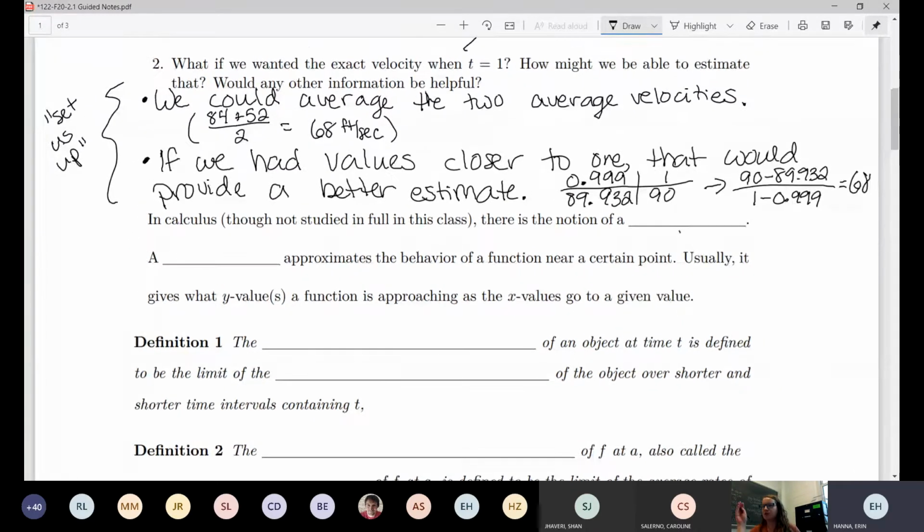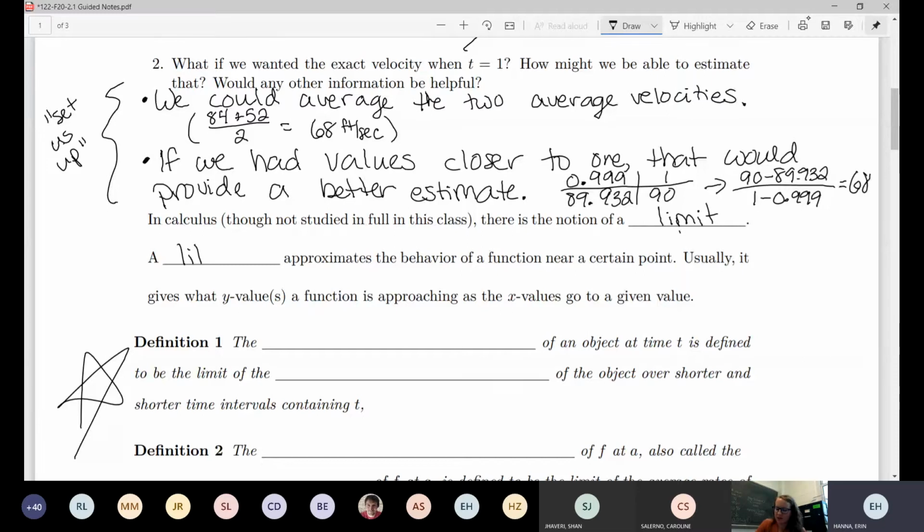So in a general calculus course, now I know that this is technically a calculus course, but we don't cover as much as, say, Calculus 1 would. There's a notion that I have to talk about because it's used in these two definitions below. We don't talk about it in full in this class, but I still have to tell you what it means so that you can understand the definition. So there's a notion of this thing called a limit.